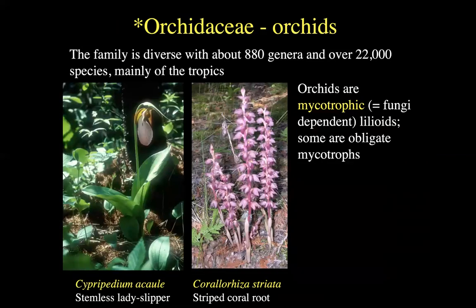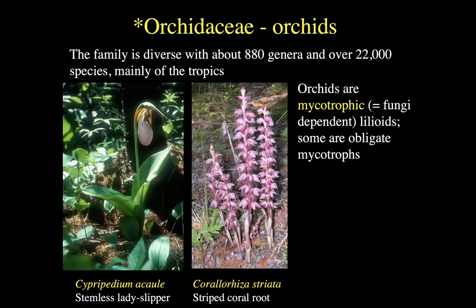Okay, now a favorite of many people, the Orchidaceae. Now in Colorado, it is not particularly species rich, but globally it is huge. It's probably the greatest number of species of any plant family at all. At least 22,000 species have been described, but of course, most of those are in the tropics.